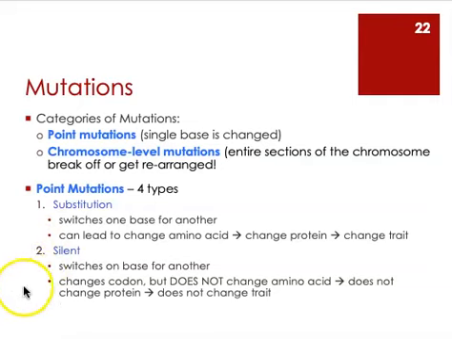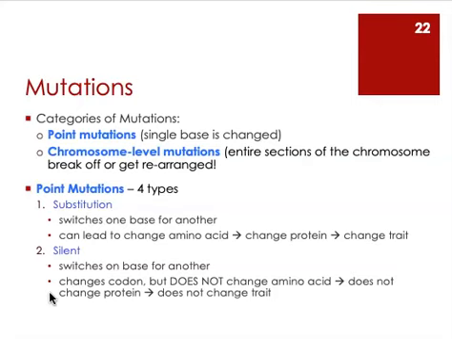Silent mutations are one type of substitution mutation, in that we've got a base being switched for another base. The difference between a silent mutation and other substitution mutations is the consequence. When a silent mutation occurs, the change in the order of the bases does not change the amino acid that gets placed at that location. And that means it doesn't change the protein at all, so it doesn't change the trait.